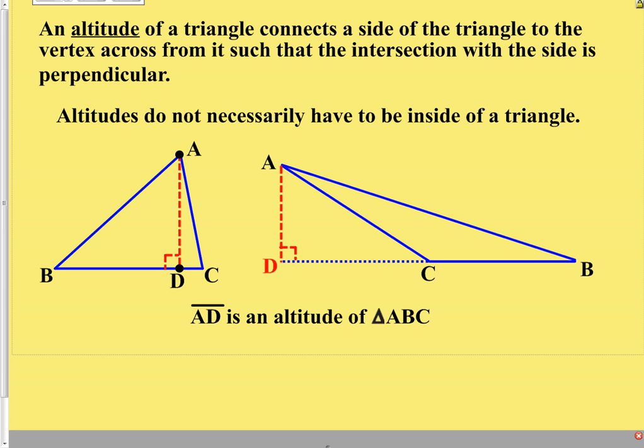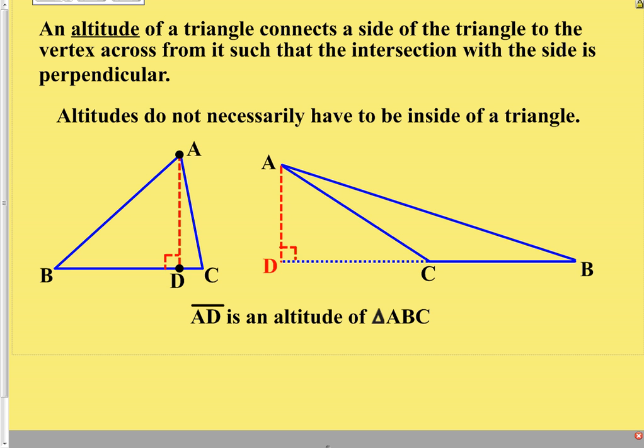Now, in the other triangle over on the right-hand side, it cannot actually connect to line segment BC, because staying inside of the triangle to get over there to line segment BC, obviously it would not form a right angle by the time line segment AD actually got all the way over there. However, we can imaginarily or artificially extend line segment BC so that when line segment AD does connect, it can connect, forming a right angle.